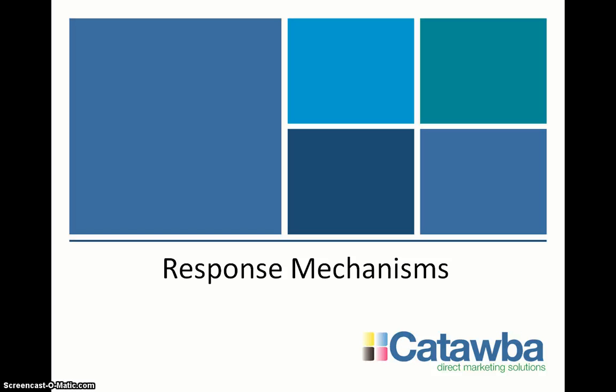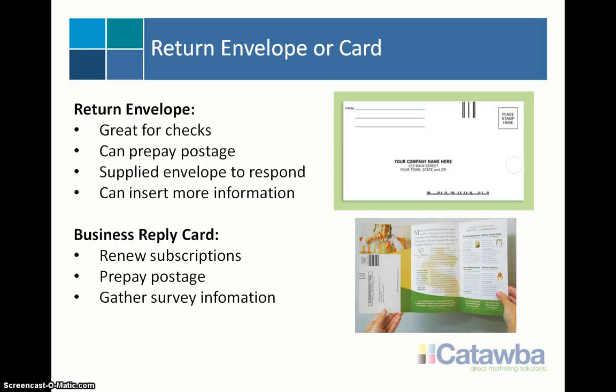So we have different response mechanisms we can use with our call to action. Sometimes you can use a return envelope. This is great for checks if you're trying to raise money for a cause, any type of donations, or maybe you can insert an actual card where they fill out an RSVP and put it in an envelope and send it back. You can prepay postage with return envelopes, so the recipient doesn't have to worry about putting a postage stamp on the piece. You're actually supplying the return envelope as well within the direct mail piece, so they don't have to worry about finding an envelope to send back.